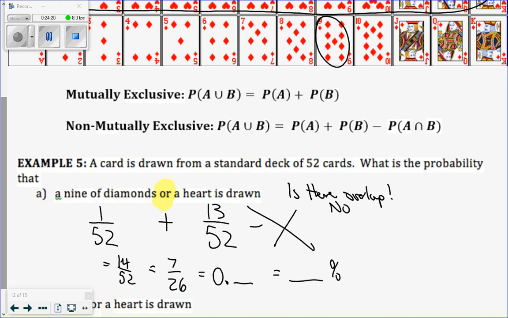So 14 over 52. So that's 26.9 or 0.269. Okay. So in other words, you reach into that deck, you got about a 27% chance of getting a 9 of diamonds or a heart. That's what that means.